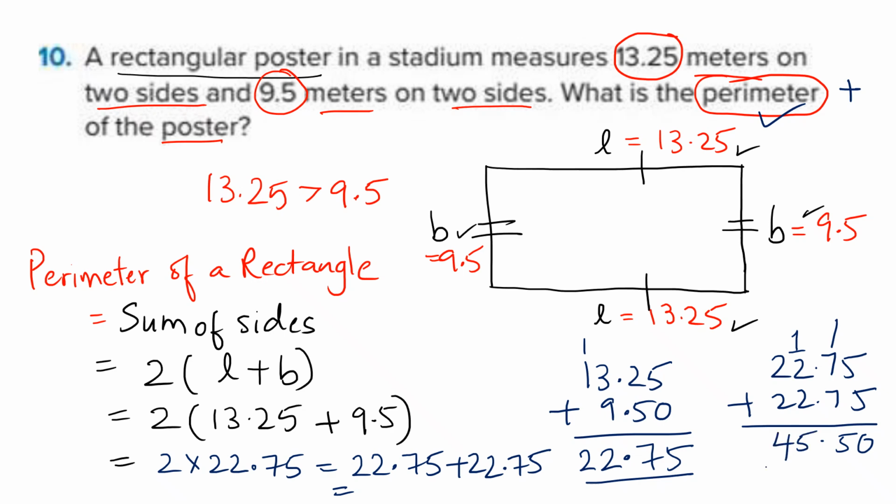So what's your final answer for this question? 45.50 meters. This is the perimeter of the rectangular poster. So what did I use? I used the formula that perimeter of a rectangle is sum of all the sides. So all this is under the topic addition and subtraction of decimals. Question 7 to question 10, very important.